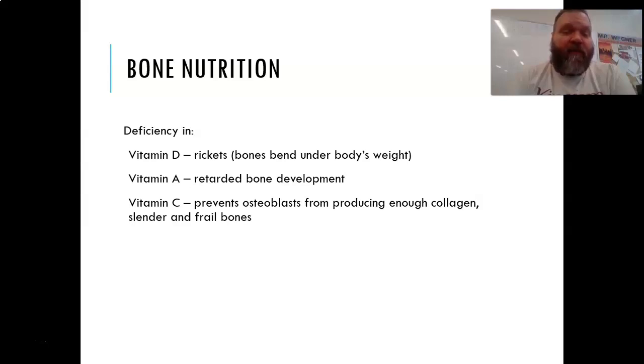If I don't get enough vitamin A, it retards the bone development, and it doesn't develop fully. If I don't get enough vitamin C, this prevents the osteoblasts from producing enough collagen. I get slender bones and frail bones when that happens.